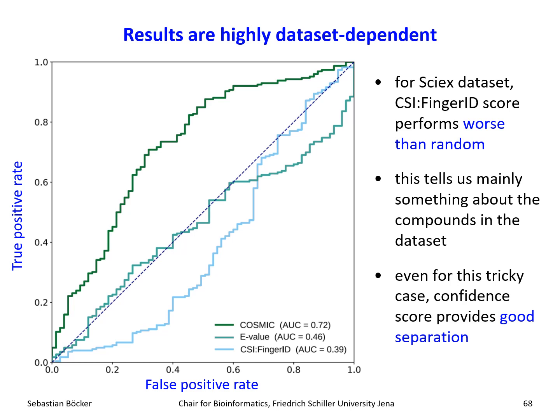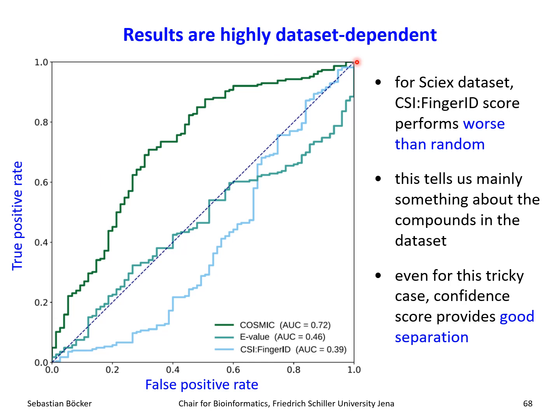But what is important, as I said, is that even for such a data set, this is a particular data set, the SciEx data set, where the performance of CSI:FingerID is really bad, and the performance of the calibrated score is random. Yeah, even there, this confidence score is doing a pretty good job in separating correct and incorrect annotations.